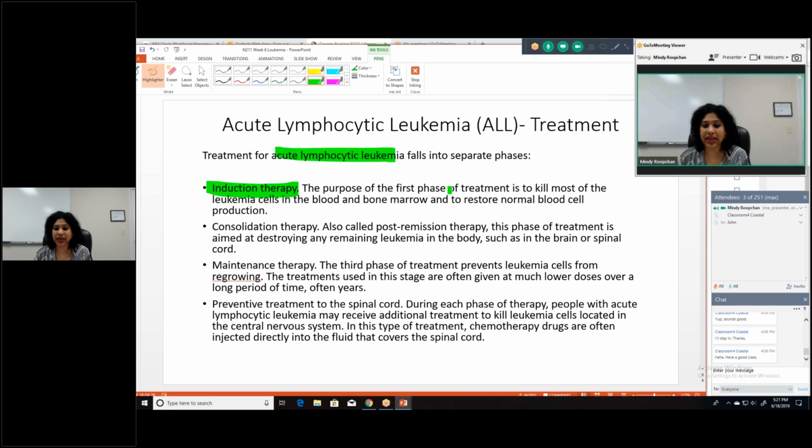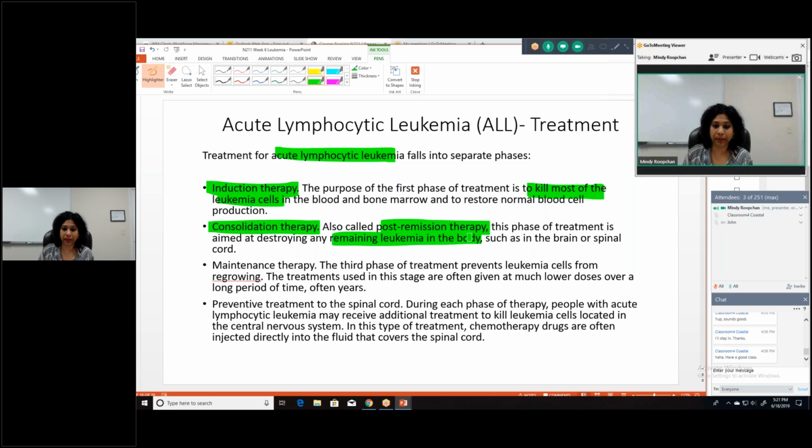The purpose of the first phase is to kill most of the leukemia cells in the blood and the bone marrow, just to restore normal blood cell production. That's induction. The consolidation therapy, called post-remission therapy, at that phase, they're aimed at destroying any remaining leukemia in the body, like the brain or the spinal cord.